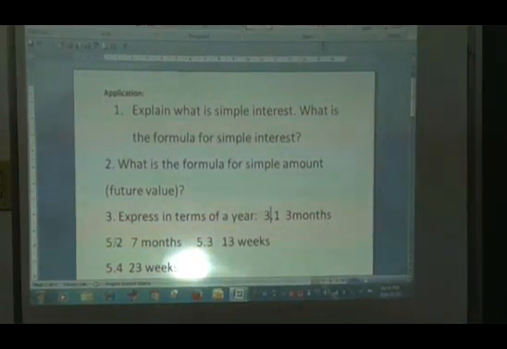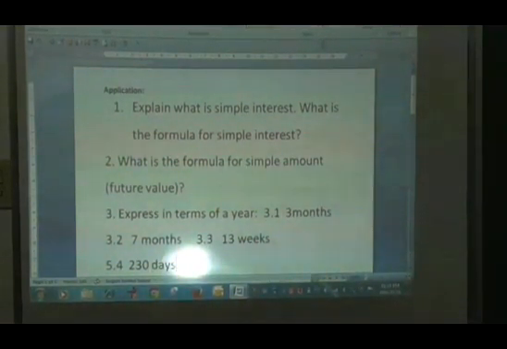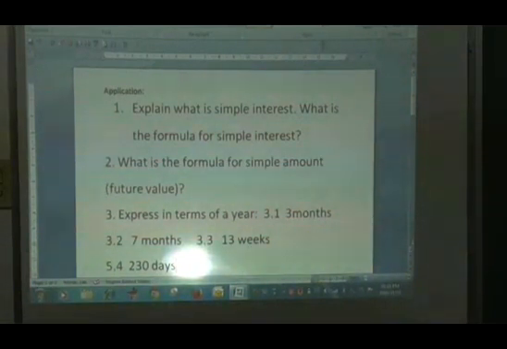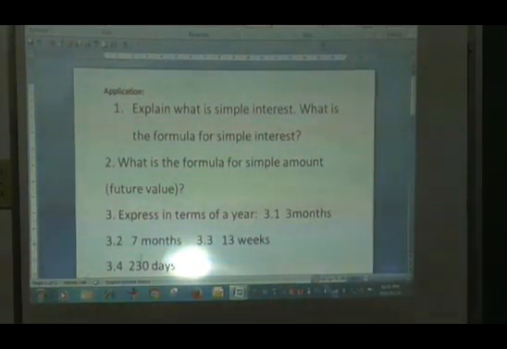That's 3.1. That's 3.2. That's 3.3. And let me change this question. Make it more interesting. Make it 230 days, because I forget about days. Alright, so that was question 1, 2, 3. Let's move on, and this will be question 3.4. Right, so there's your question 3 now. 3.1, 3 months. 3.2, 7 months. 3.3, 13 weeks. 3.4, 230 days.